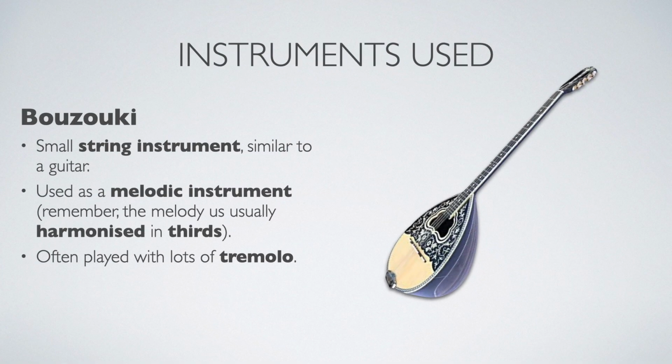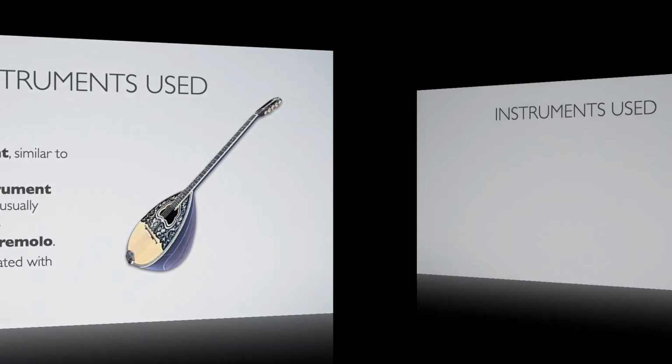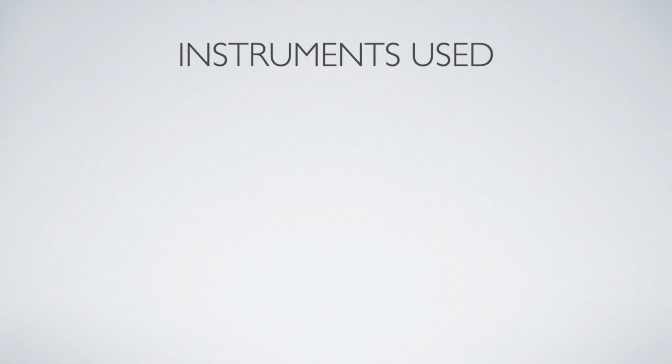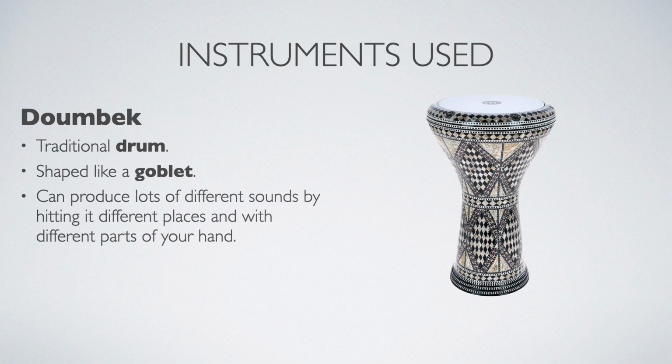The melodies performed on the bouzouki will often also be heavily decorated using ornamentation such as trills, mordents and acciaccaturas. Another instrument commonly used in Greek music is the dumbek, which is a traditional drum. It's sometimes referred to as the goblet drum due to its shape, but remember its proper name is the dumbek. And just like with other drums we've looked at in rhythms of the world, it can produce lots of different sounds by hitting it in different places and with different parts of your hand.